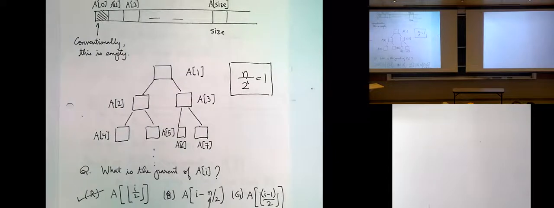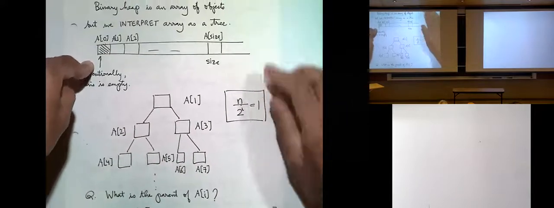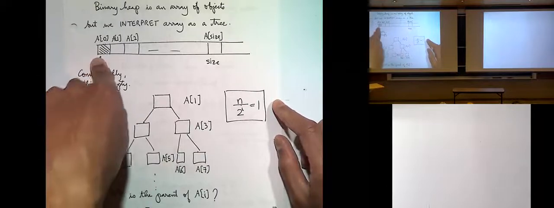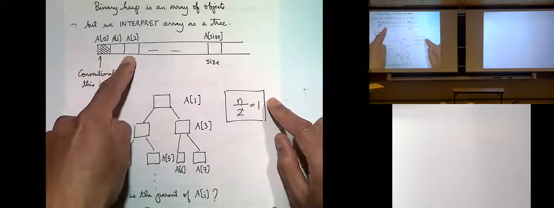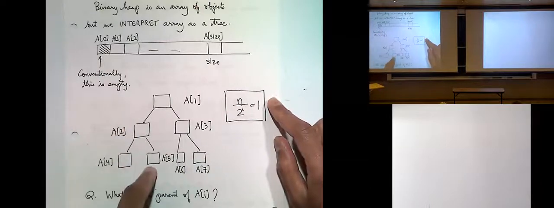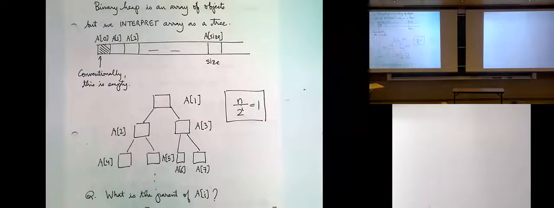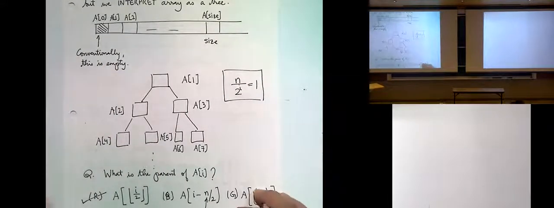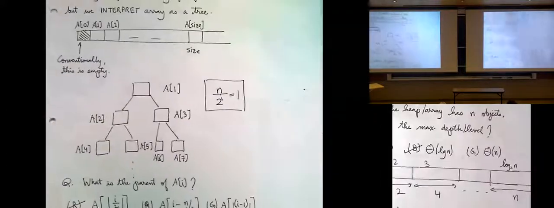So the idea of a binary heap, and you have to think about this a bit to get used to it, is that it's really just an array of objects. It's just an array of objects, but we will interpret the array as a tree. So conventionally, A0 is empty. The children of A1 are A2 and A3. The children of A2 are A4 and A5. So essentially, it's level by level. You can think of the array as having the elements of the heap level by level. There are no pointers. You only manipulate the indices to go to parents and children. Right? That was what it's about.